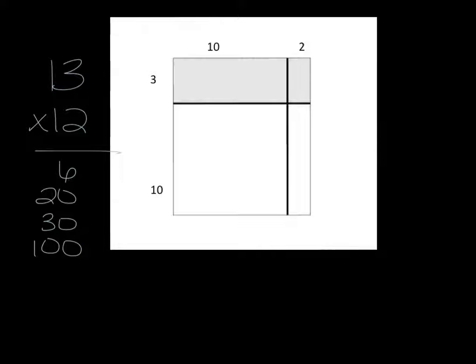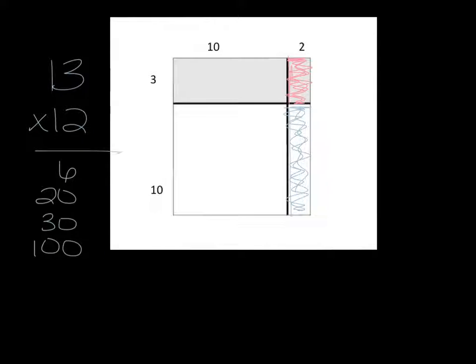Okay, so what two numbers did we multiply to get 6? That's right, the 3 and the 2. We had two groups of 3, and we got 6. Right here is where that is shown. To get 20, we multiplied 2 times 10, which means two groups of 10 would give us 20, and that's represented right here.